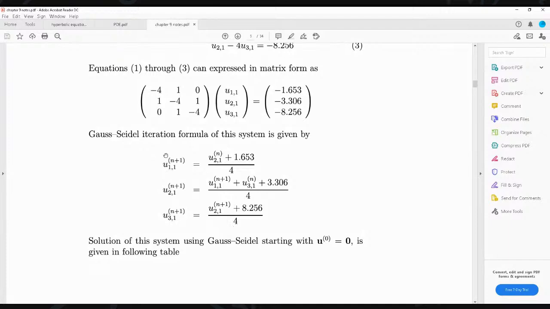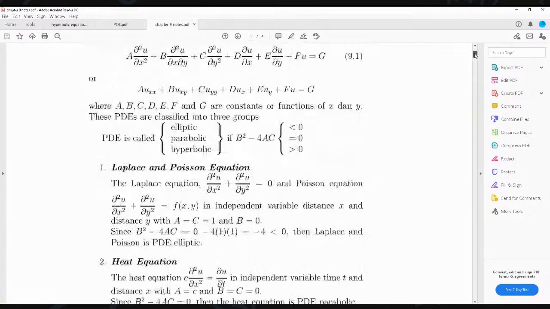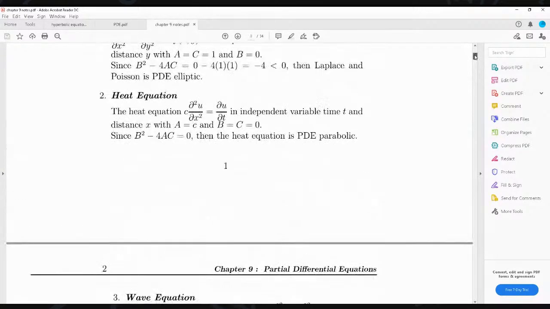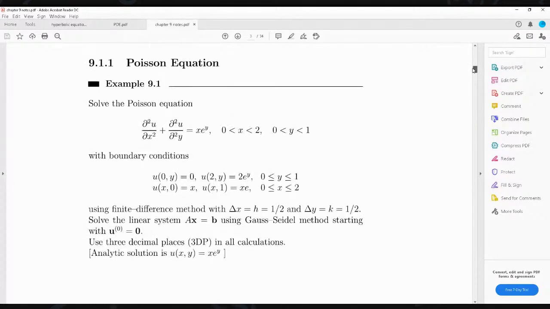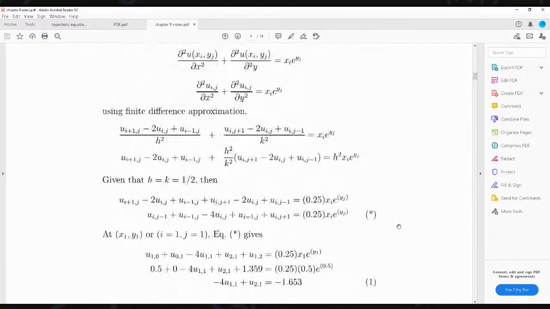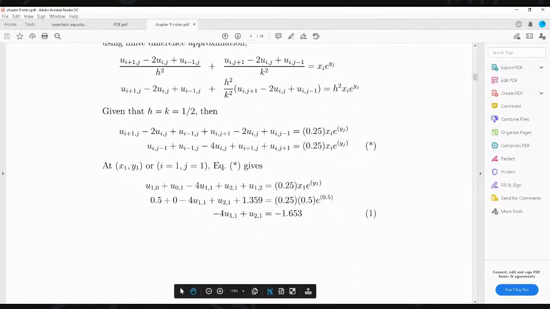What do you get? You get all the values at the center points, not at the boundary, because the boundary is given in the question. At the center here, u11, u21, u31. You can see that the graph is a curve, a slice. In the graph, xy is a slice, a slice of paper. The graph is a curve because it is increasing. All right, so now, this is the process.